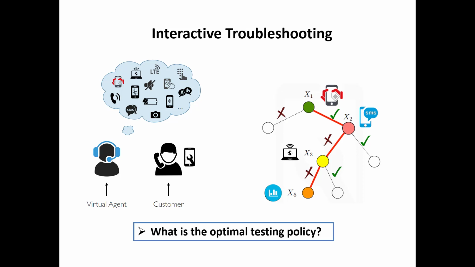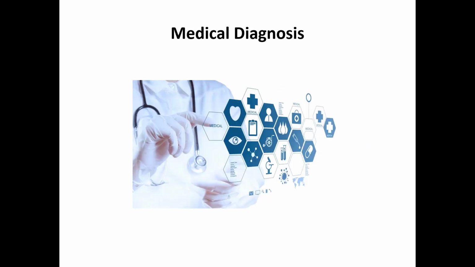Therefore, in this problem, we need to solve a sequential decision-making task where the goal is to compute an optimal testing policy. Optimal in this sense that we want to find the root cause with a minimal number of tests or interactions or questions. We can think of this kind of paradigm in many other applications and problems.